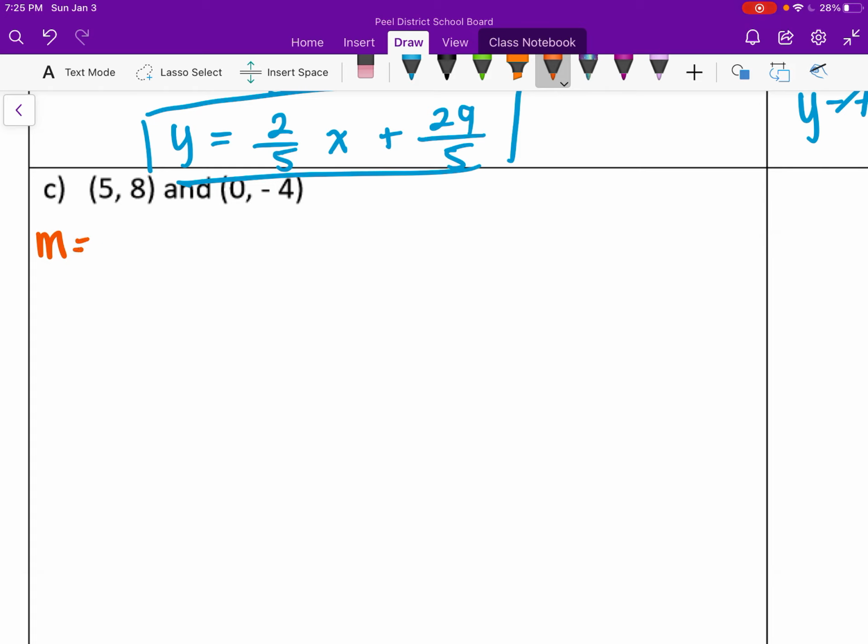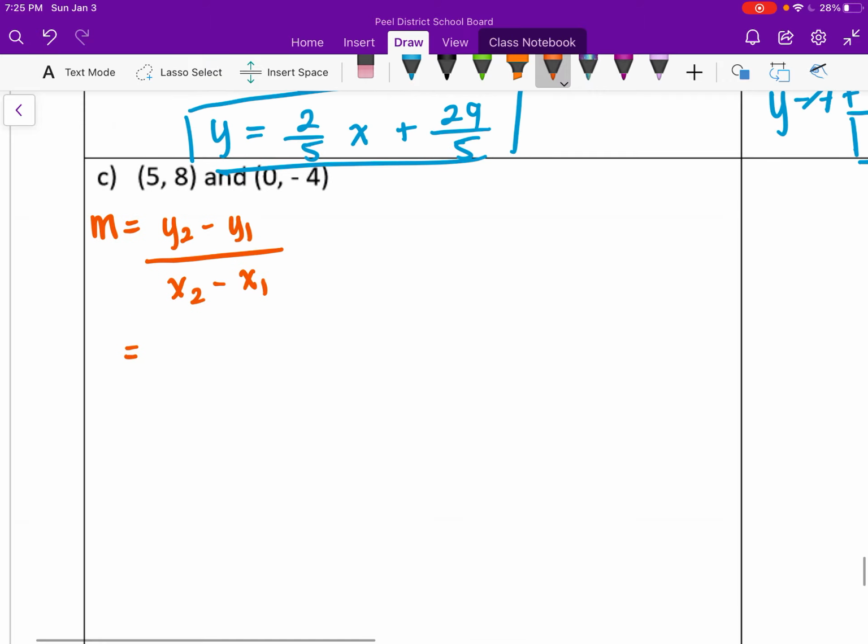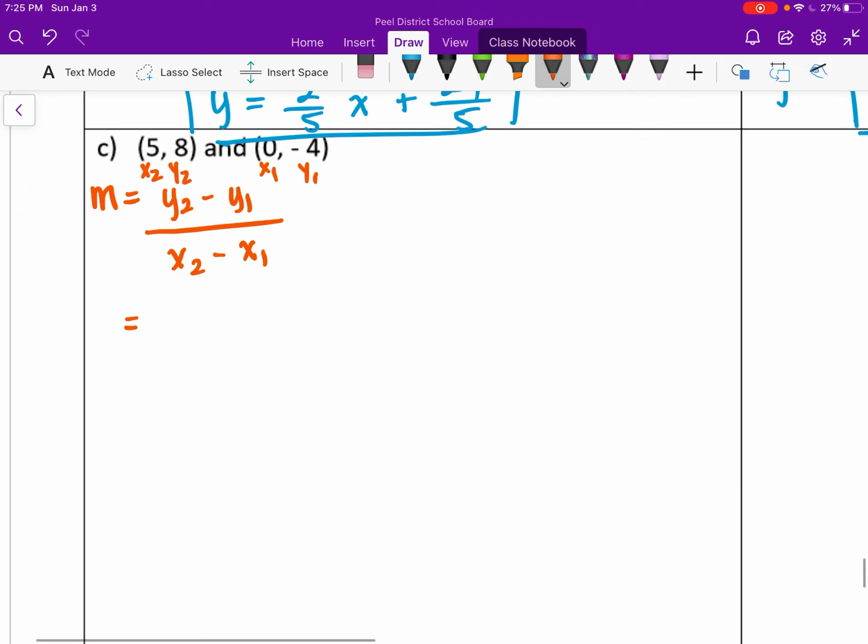So I personally like doing it the rise over run way, so I like to do y2 minus y1 over x2 minus x1. That's just my preference, but however you choose to do it, it's up to you. In this case, because these numbers were bigger and I knew I'd have an easier time working with them, I made this x2, y2, and I made this x1, y1. It doesn't matter which way you do it, you'll get the same numbers.